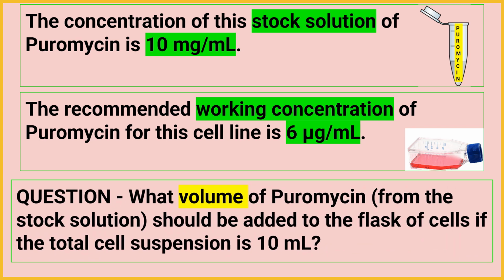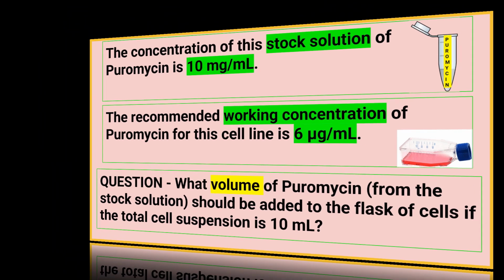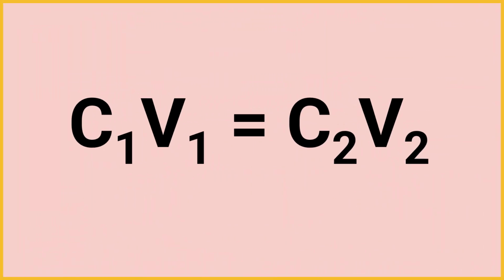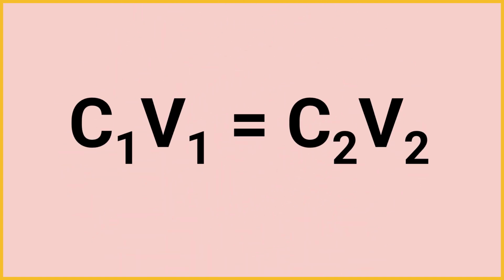Question: what volume of puromycin from the stock solution should be added to the flask of cells if the total cell suspension is 10 milliliters? We can use the equation C1V1 equals C2V2 to answer this question. Pause the video and take a moment to answer the question. Then continue watching to check your answer.